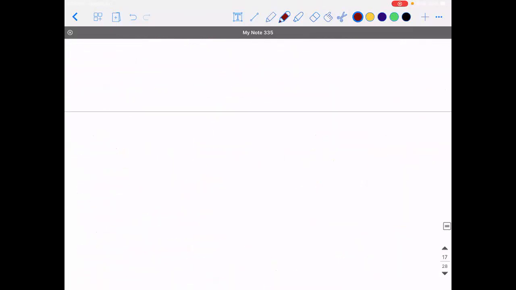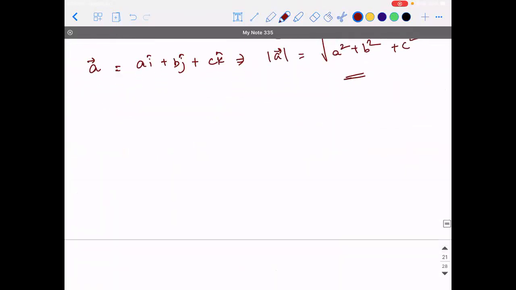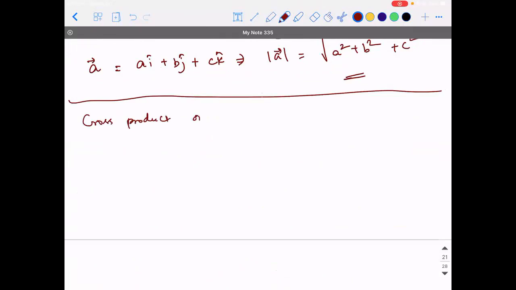So there are 2 more concepts that are left out in this chapter. One is called cross product of vectors, or it is also called vector product. And the last concept that is left out is resolution of vectors, or components of vectors. Okay. So I'll give you an introduction of what is cross product of vectors.